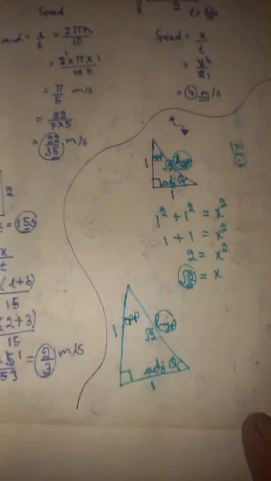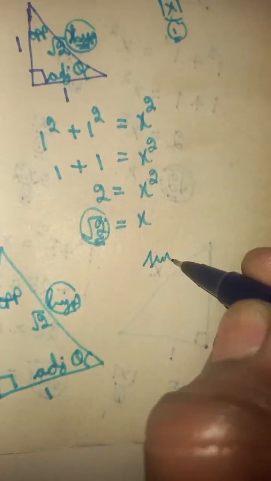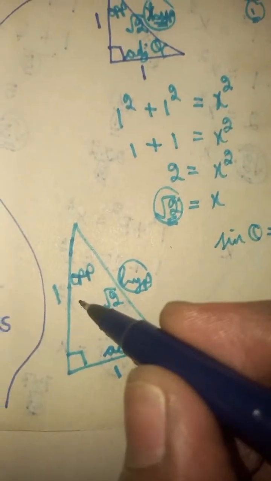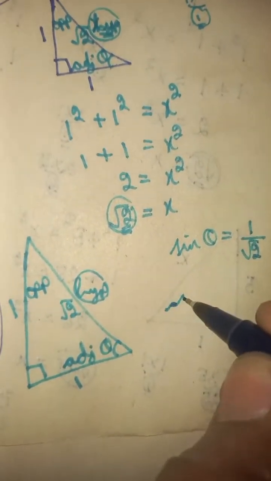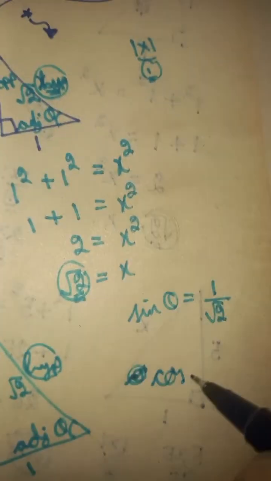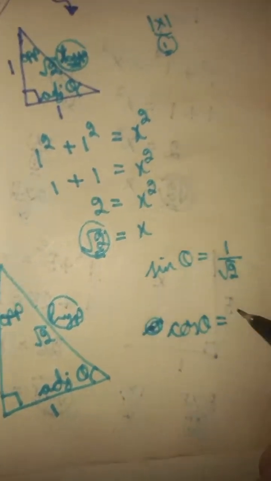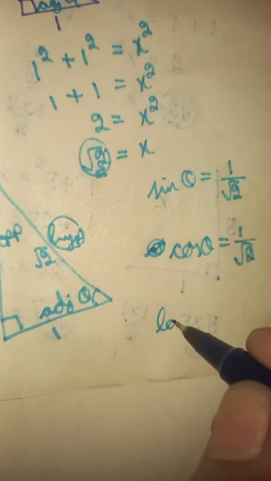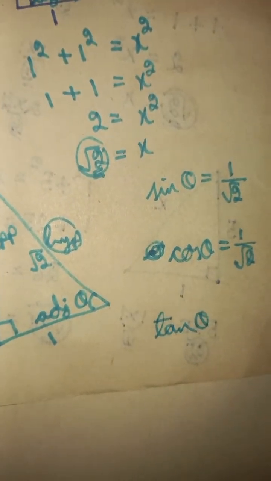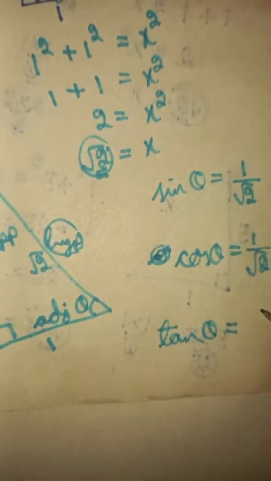Now sine of theta is going to be opposite by hypotenuse, that is 1 by root 2. Cos of theta is equal to adjacent by hypotenuse, this is adjacent 1 by root 2, that is 1 by root 2. And tan of theta is equal to opposite by adjacent, that is 1 by 1, which is equal to 1.